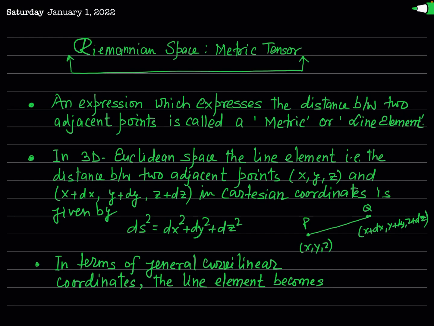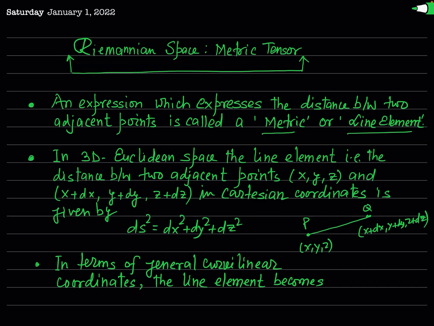In fact, a metric, also known as a line element, is defined as the distance between two adjacent points. So you can say that an expression which expresses the distance between two adjacent points is called a metric, or it is also known as line element.